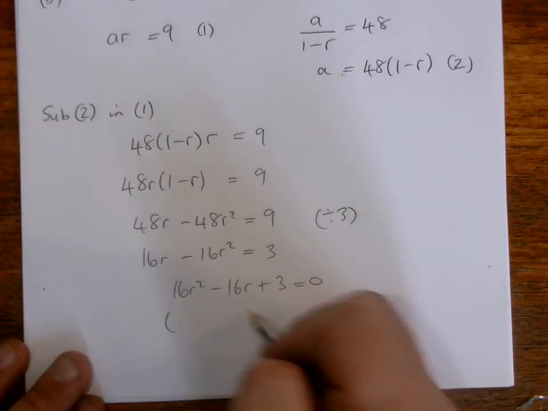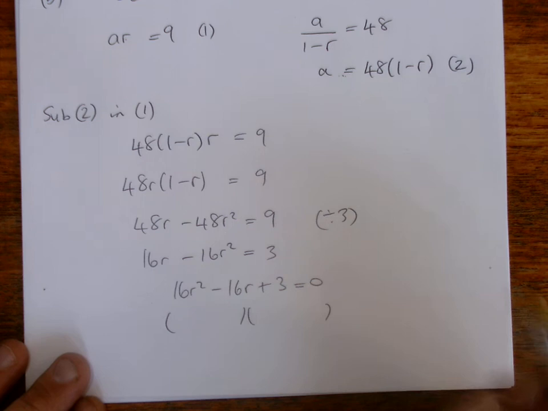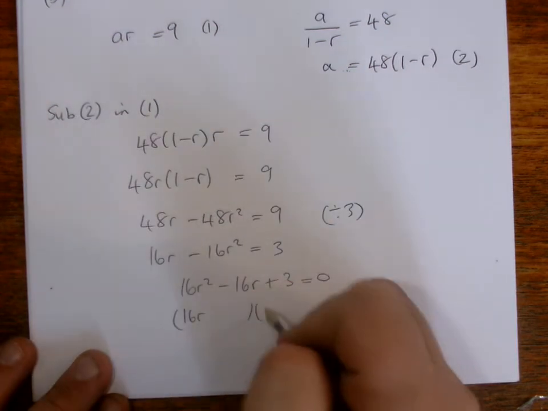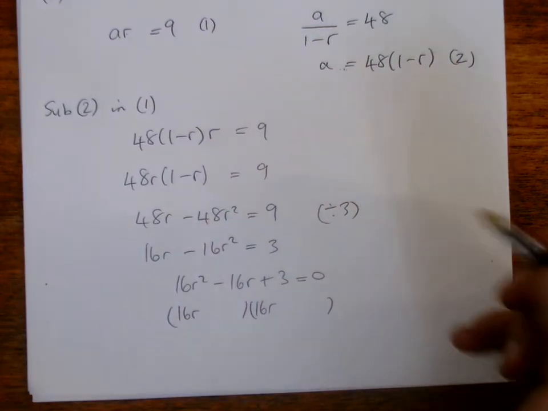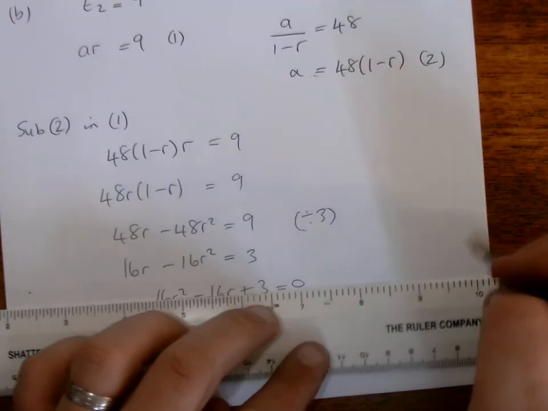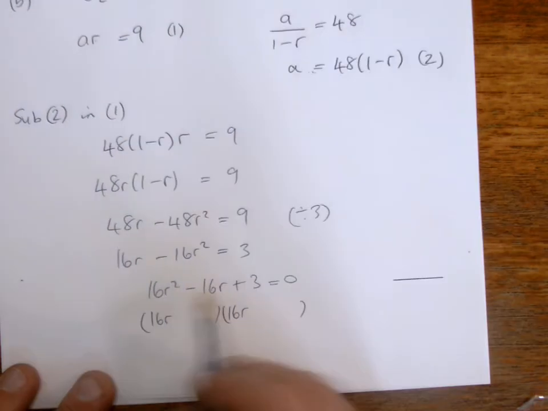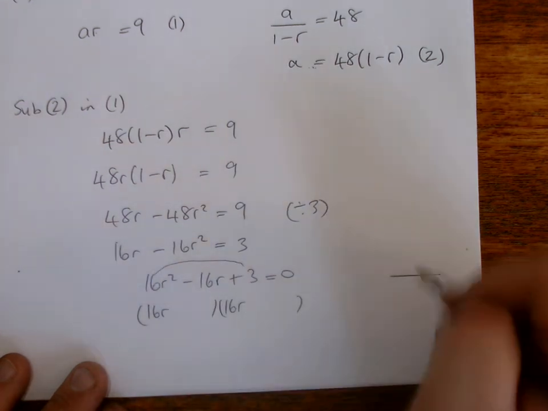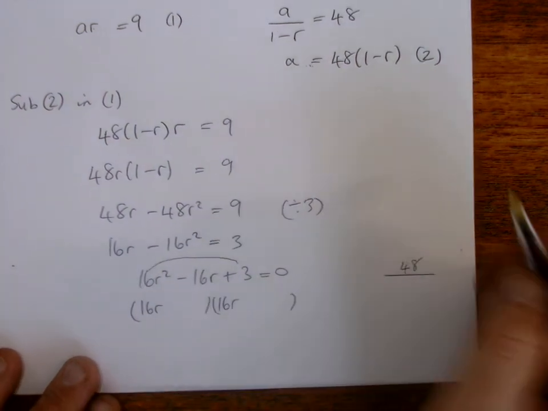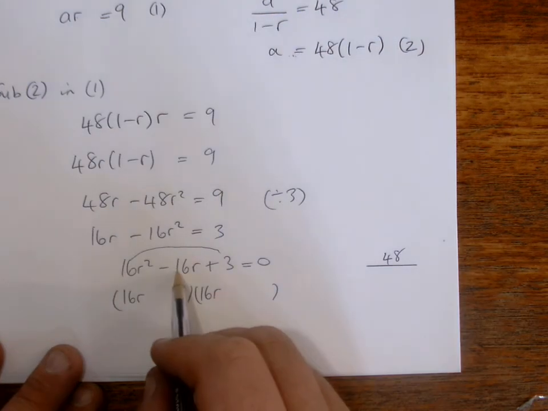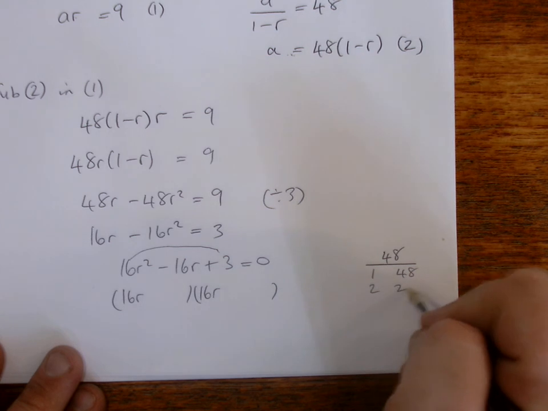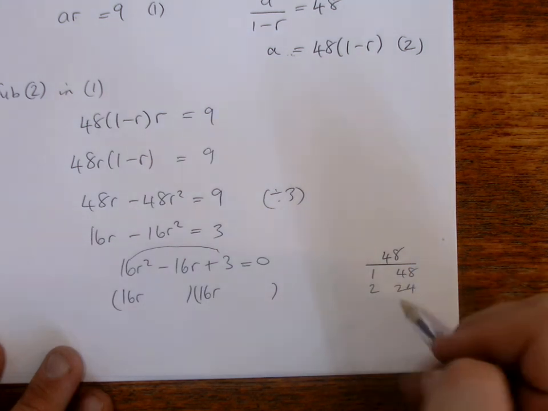So when we factorize this, there's two options here. First we'll go through the long approach. So we write 16r in both of them. And remember, we've got to think of a pair of numbers. Because we've got 16 here and 3 here, we're going to times them. So a pair of numbers that multiply to give 48 and add up to give negative 16. So the factor pairs of 48 are here. I'll stop when I get to a pair that works.